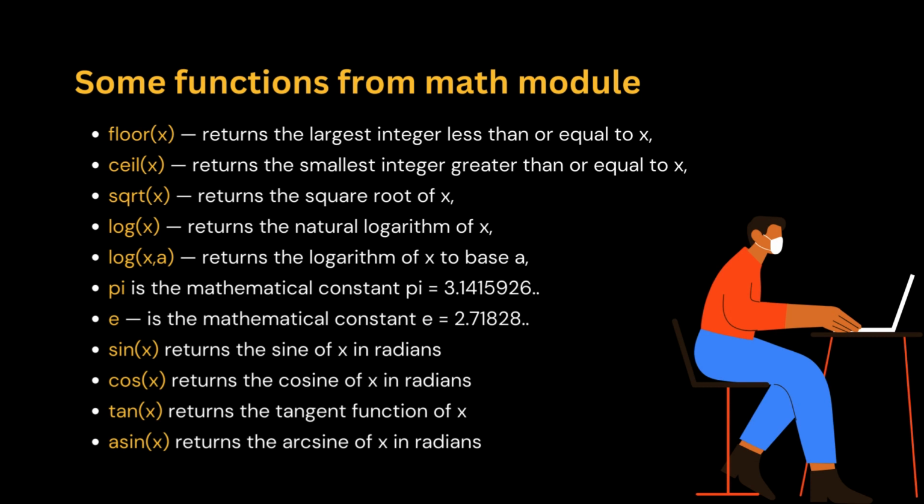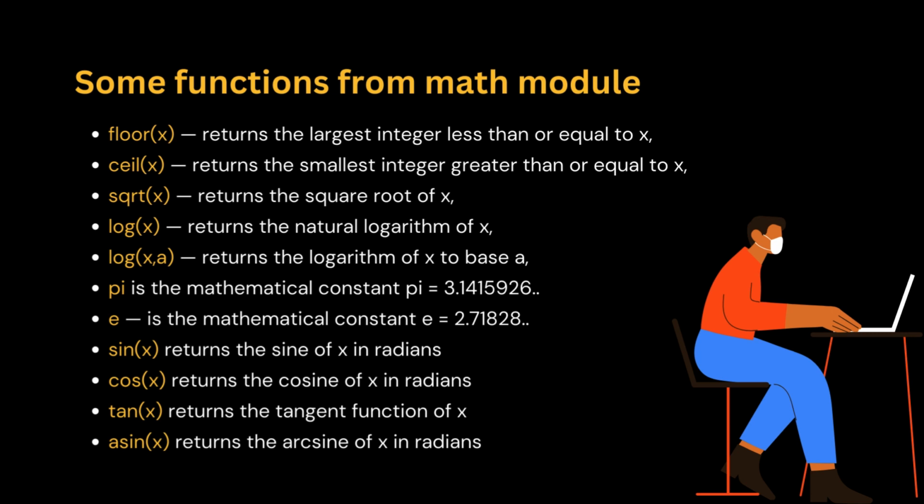The Math Module in Python provides a variety of useful mathematical functions for working with floating point numbers. Here's a brief explanation of some of the functions and constants you mentioned. Floor of x returns the largest integer less than or equal to x. For example, math.floor(3.8) returns 3. Ceil of x returns the smallest integer greater than or equal to x. For instance, math.ceil(3.2) returns 4.